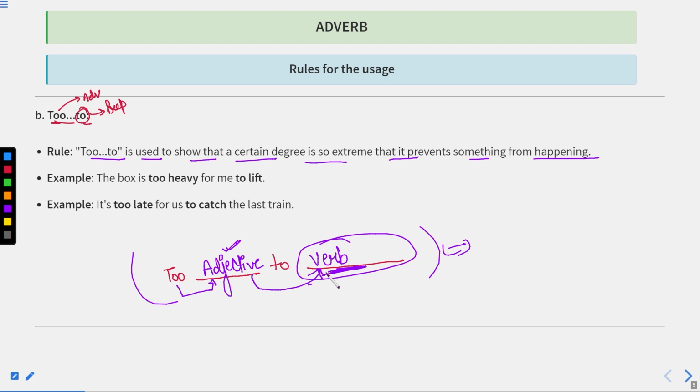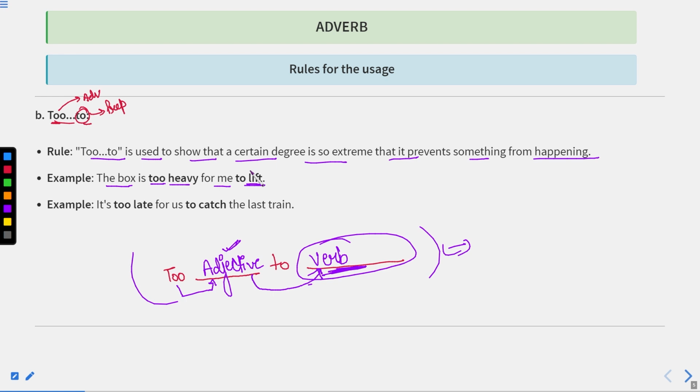Okay, example: the box is too heavy for me to lift. Now if the box is too heavy, obviously I cannot lift it. So the box is too heavy, and because of this quality of the box, I'm unable to lift it. If the sentence is the box is too heavy to lift, it means the box is very much heavy. It is so extremely heavy that the person cannot lift it.